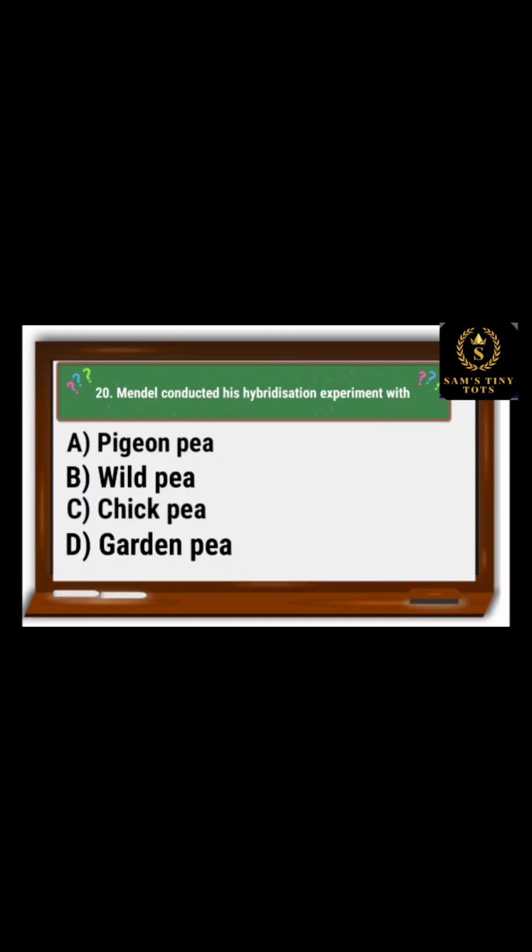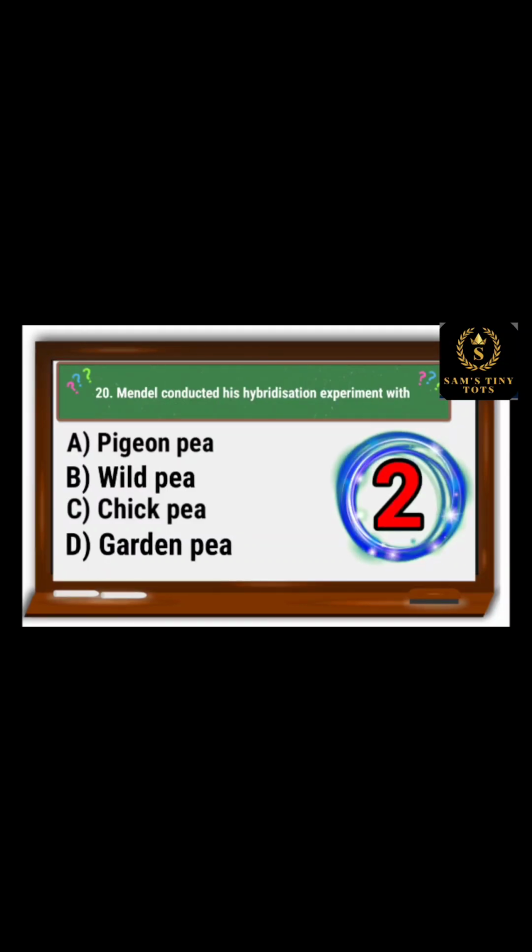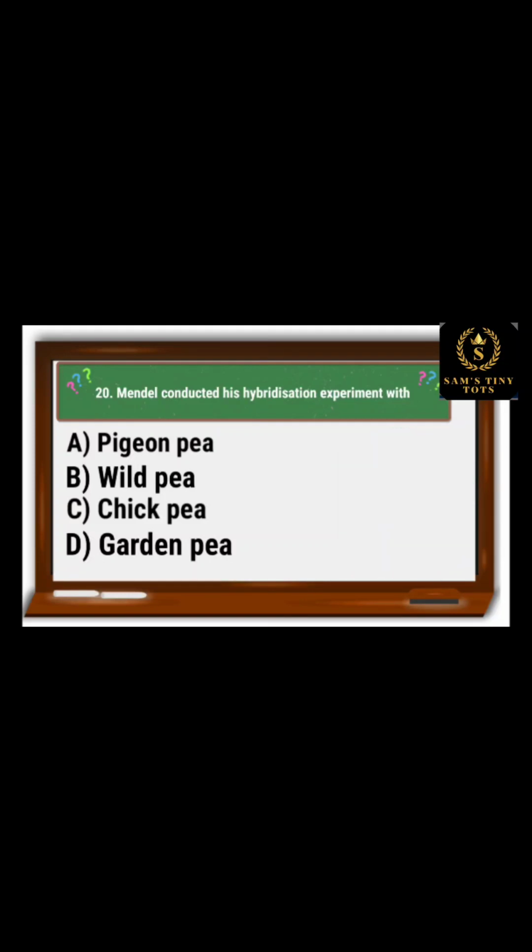20. Mendel conducted his hybridization experiment with option A, pigeon pea, option B, wild pea, option C, chickpea, and option D, garden pea. And the correct option is option D, garden pea.